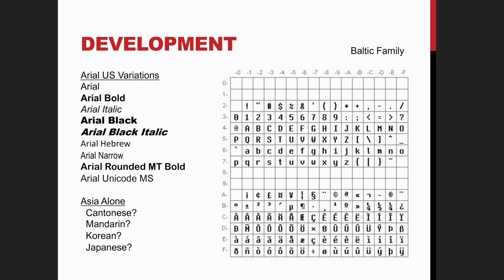So here's an example. Arial is a typeface, but there's a lot of different variations of it. So Arial, Arial bold, Arial italic, Arial black, black italic, Hebrew, narrow, Arial Unicode, rounded, MT bold, right? So there's a lot of different versions of it. That's why a font is a specific type of typeface. It's not just the overall typeface, it's the specific one.